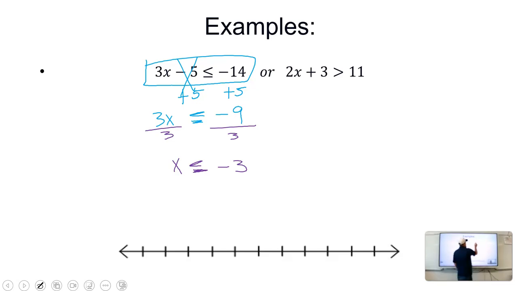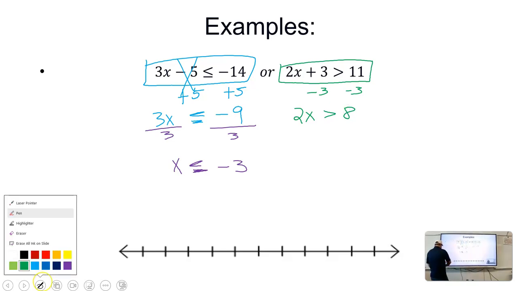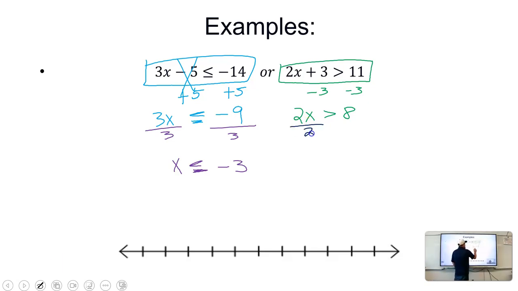All right, come over to the right. Let's go ahead and solve this one. Add -3 to both sides. We get 2x is greater than 8. Divide both sides by 2. And we get x is greater than 4 for our second boundary point.